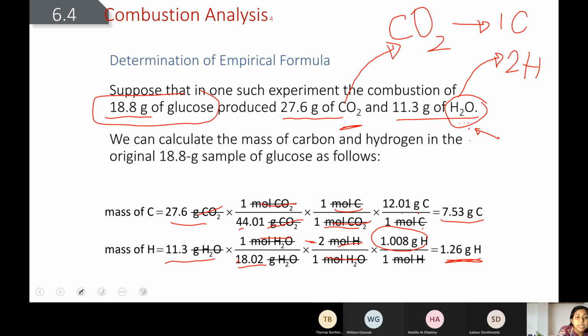So in this sample of glucose, the 18.8 grams of glucose, we have 7.53 grams of carbon and 1.26 grams of hydrogen.